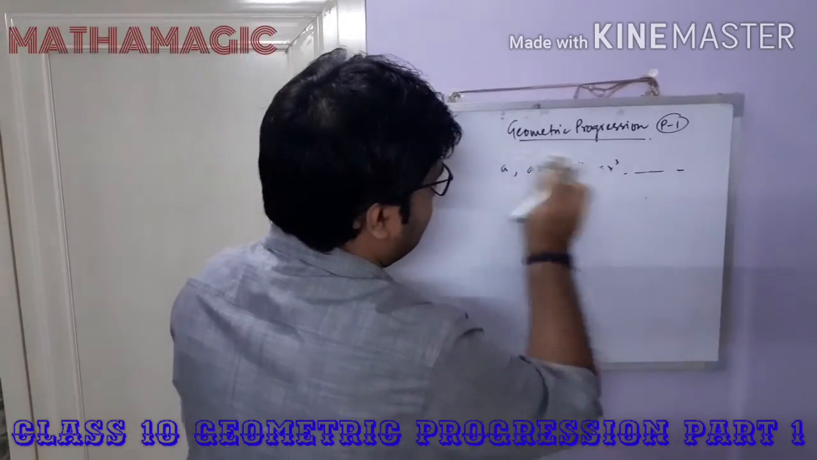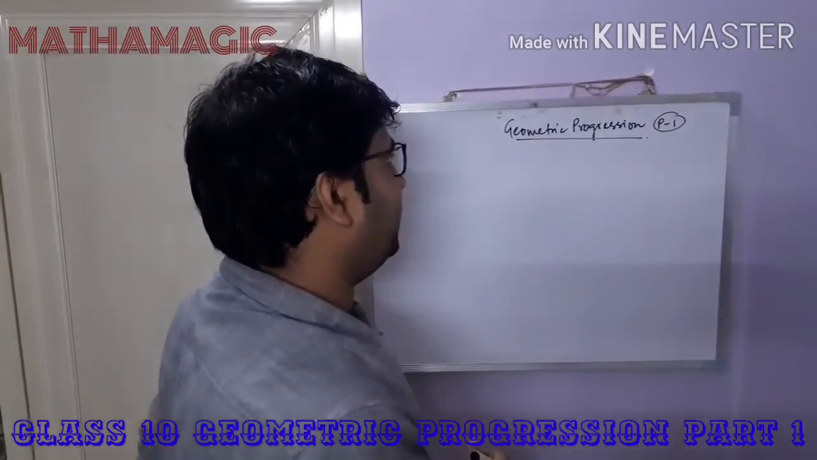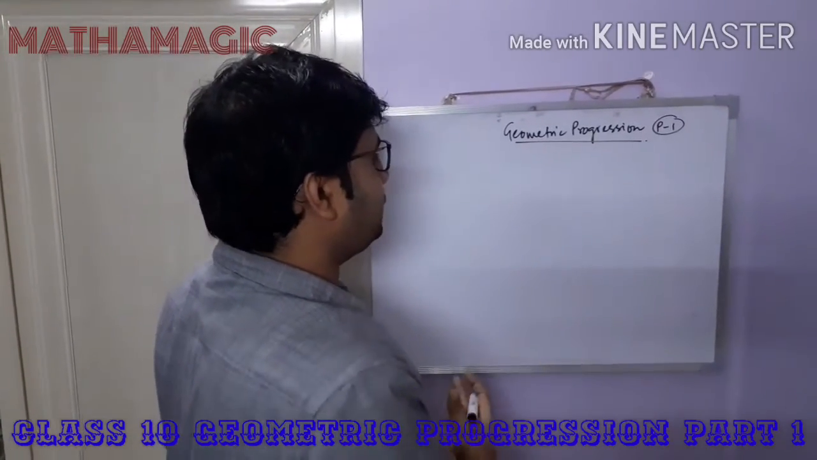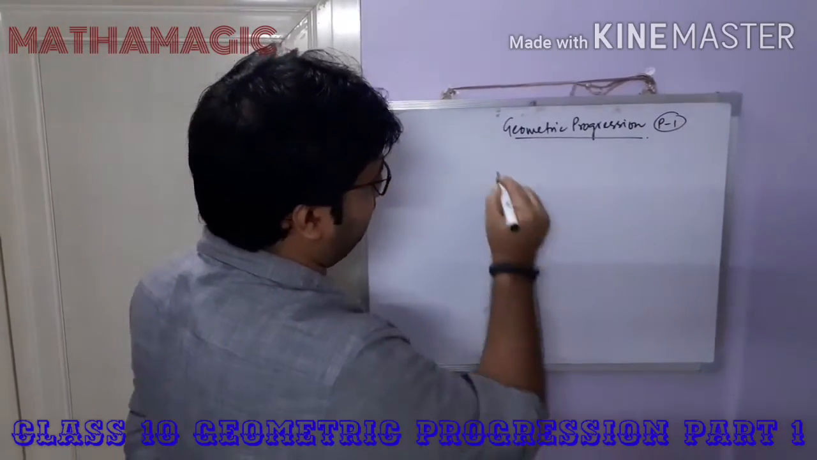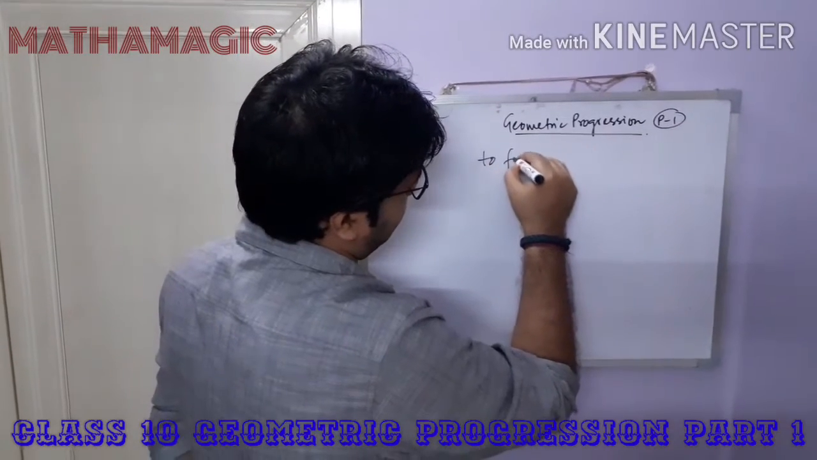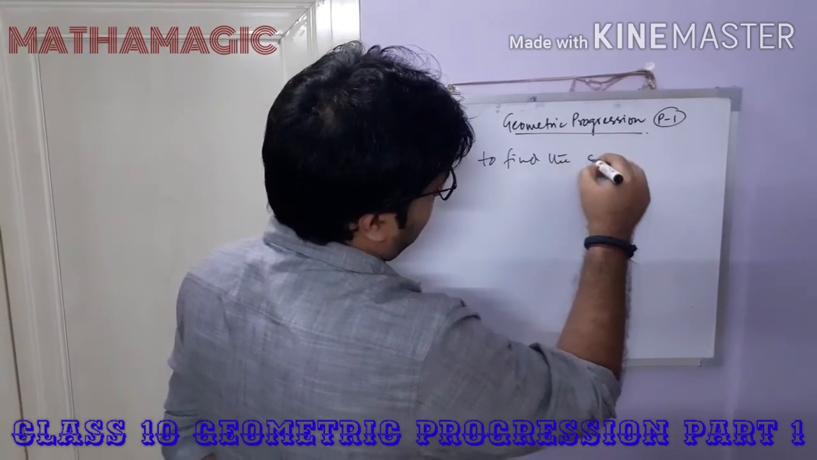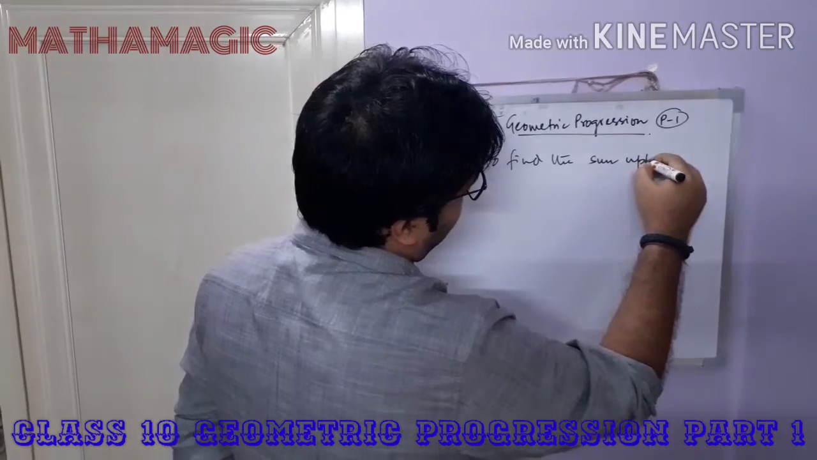Just like in AP, in GP also we have a formula to find the sum up to n terms.